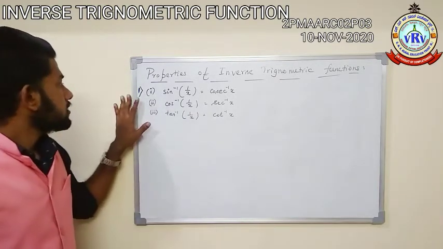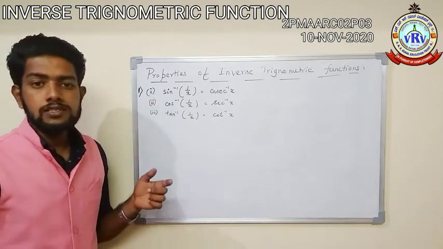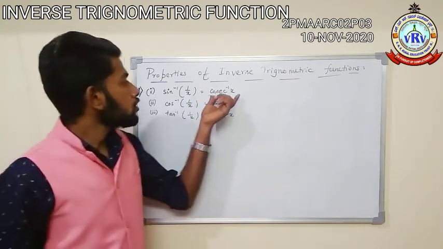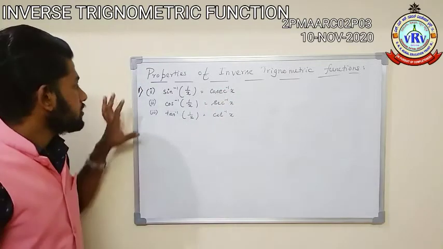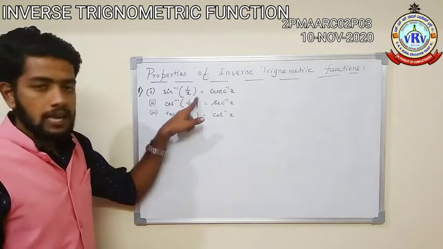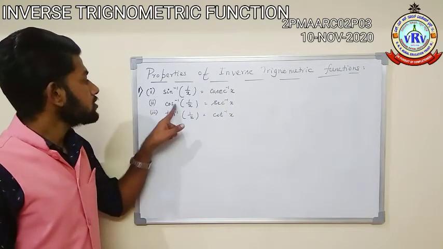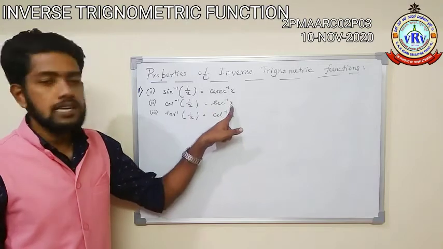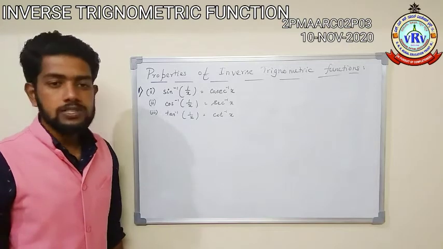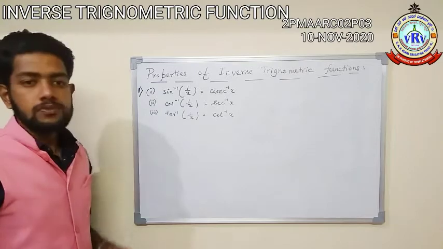Like this is one property. This is a reciprocal. If you take any inverse function with the element as a reciprocal of x, then it is the reciprocal function of the inverse function. For that, there are 3 inverse functions. Sine inverse of 1 by x, the answer is cosecant inverse of x. Second one, cos inverse of 1 by x is equal to secant inverse of x. And third one, tan inverse of 1 by x is equal to cot inverse of x. This is one property of the inverse function.